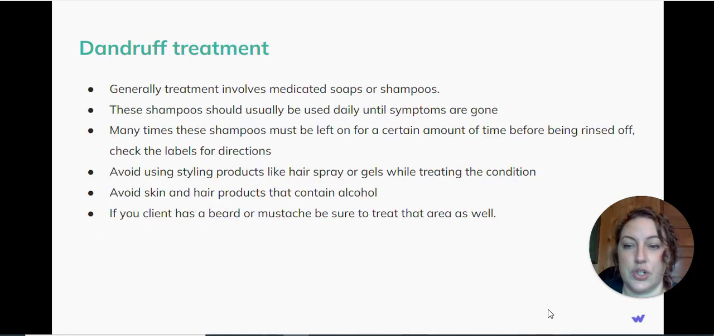Generally, treatment for dandruff involves medicated soaps or shampoos. These soaps should usually be used daily until symptoms are gone. Many times these shampoos may be left on for a certain amount of time before being rinsed off, so carefully check labels for directions. Avoid using styling products like hairspray or gels while treating the condition, and avoid skin and hair products that contain alcohol. If your client has a beard or a mustache, be sure to treat that area as well.